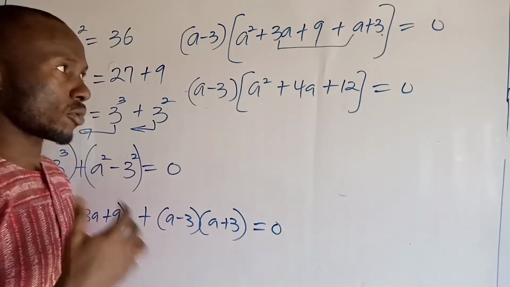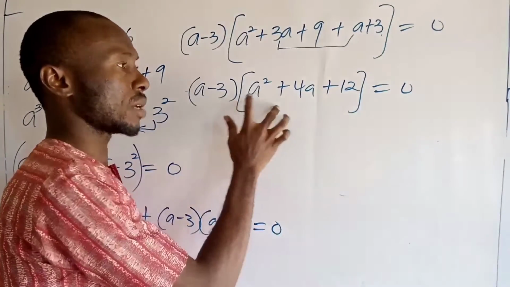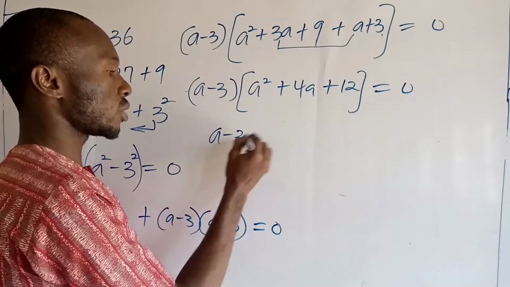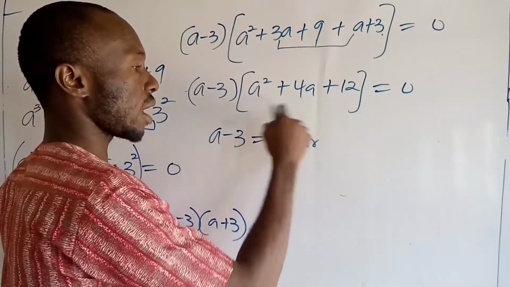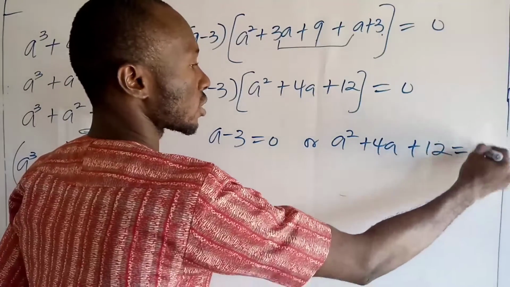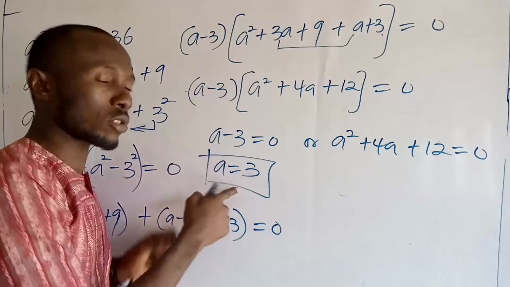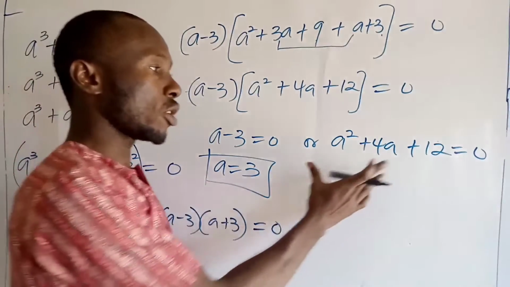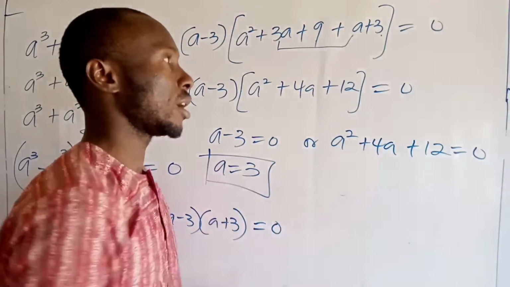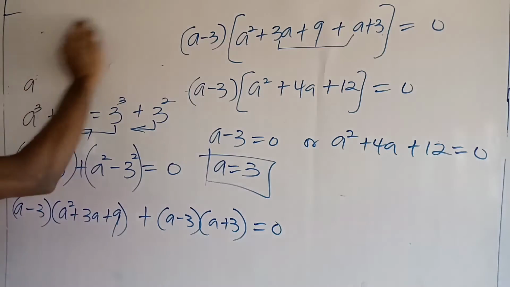Now, when the product of two things is equal to 0, it means each of them or both of them are equal to 0. So here we have a minus 3 is equal to 0, or a squared plus 4a plus 12 is equal to 0. From this point, a is equal to 3, and this is the first root for a. We are going to solve this quadratic equation to get the other two roots of a. So let me clear this other side from the board.